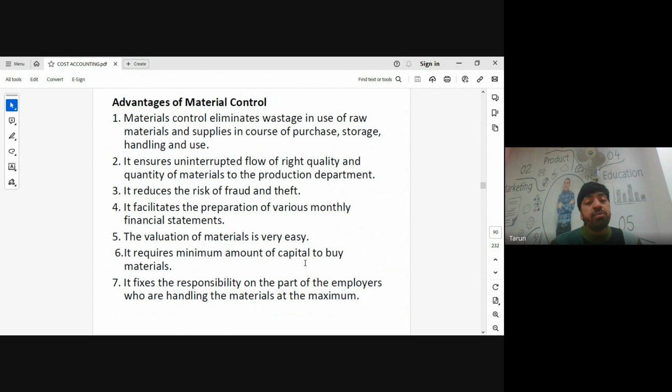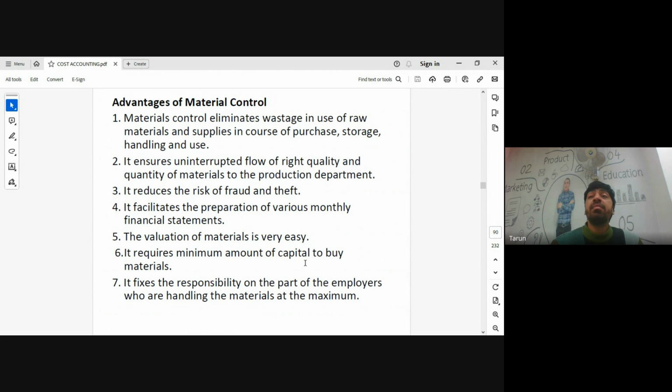It also reduces the risk of fraud and theft as well, because when you control the materials very properly, automatically it will minimize the risk of fraud and theft. Next, it also facilitates how you prepare the various financial statements in respect of the materials or the raw materials. Next one is that in this material control system, the valuation of the material is very easy.